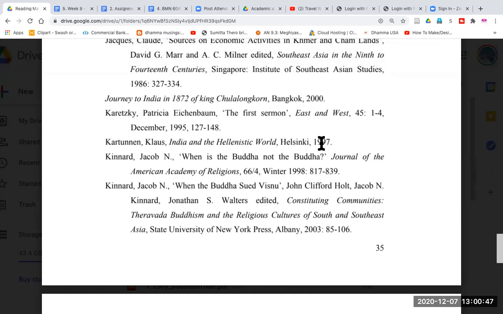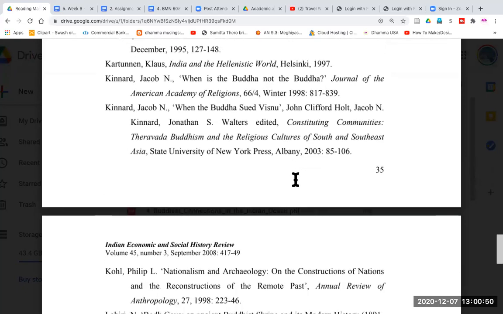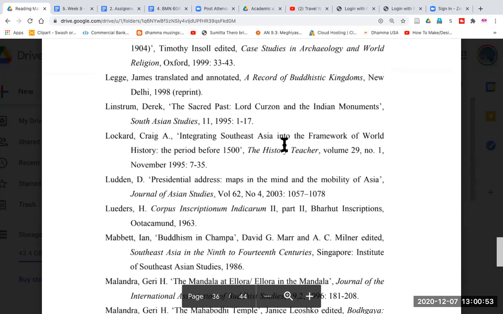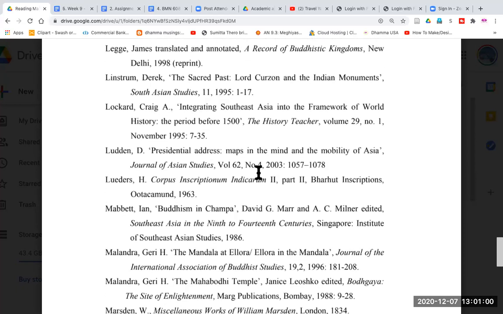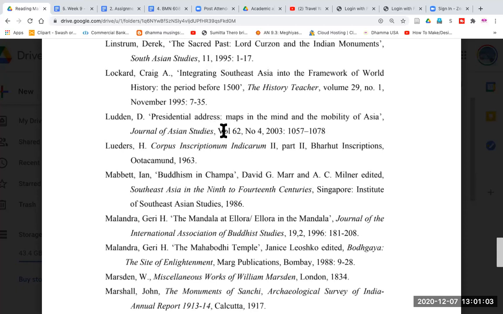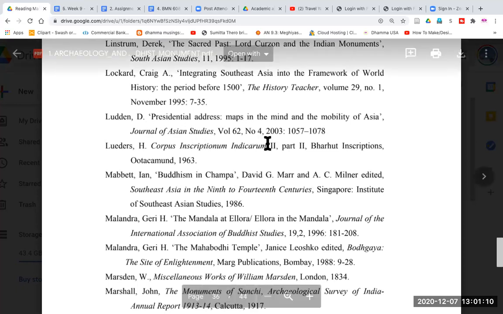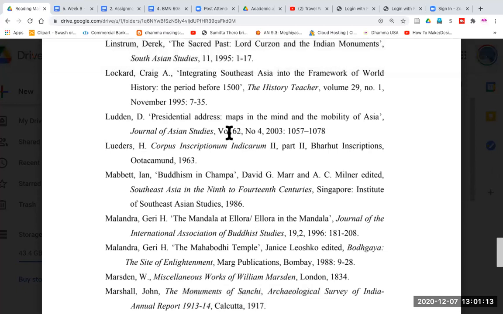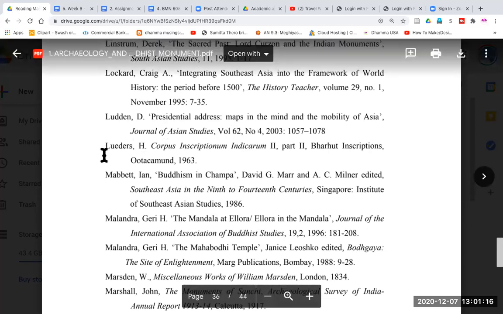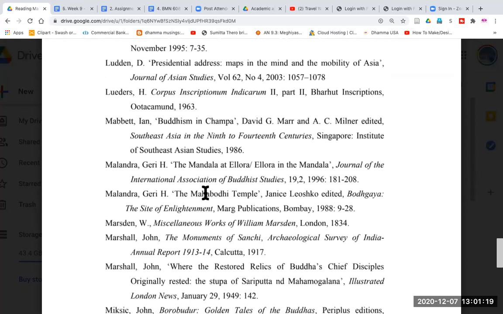Still missing some information here. In fact, I will go to a better one with more information. I guess this one. Let me see. Yeah, we also have these volumes. Volume 62, number 4. And this again is a journal, a magazine. So we have a series of them. The page number. Okay, this one. Malandra, Geri H., The Mahabodhi Temple. This again is a title, a journal article.